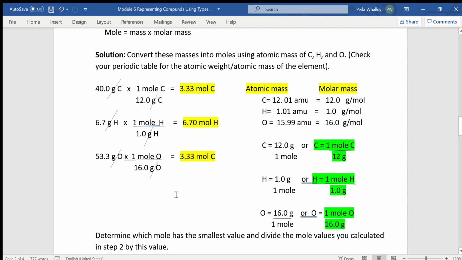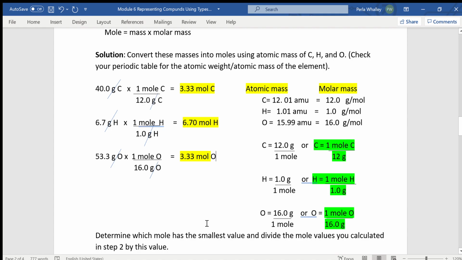So, what will we do with this? Determine which mole has the smallest value and divide the mole values you calculated in step 2 by this value. So what is the lowest number of moles here? It is 3.33 for carbon and oxygen.